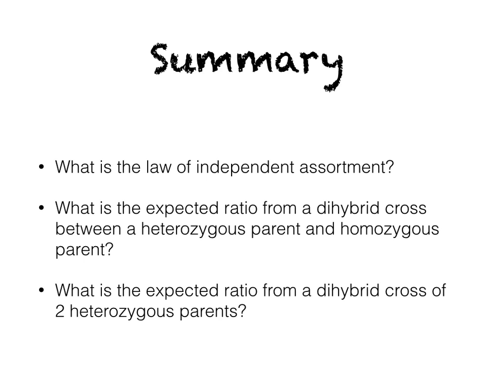So in summary, what is the law of independent assortment? Each member of a pair of alleles may combine randomly with either of another pair. What is the expected ratio for a dihybrid cross between a heterozygous parent and a homozygous parent? It's 1 is to 1 is to 1 is to 1. What is the expected ratio from a dihybrid cross of two heterozygous parents? It should be 9 is to 3 is to 3 is to 1.